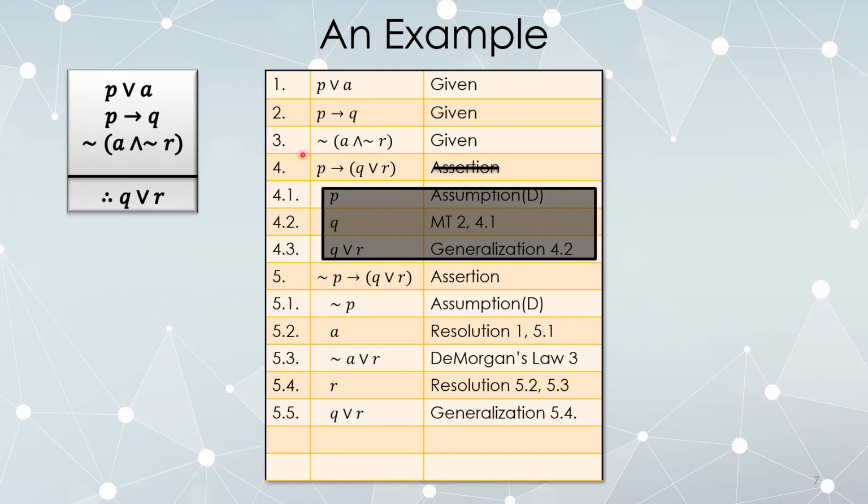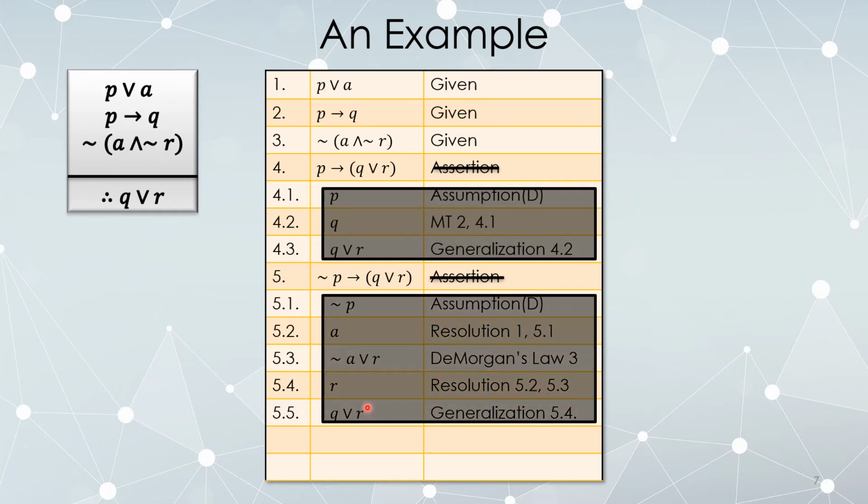Well, since I have not P, I can resolve the given in line 1. If I don't have P, then I must have had A. But I can also apply De Morgan's law to line 3 and extract not A or R. I can now do a resolution of A with not A and get out R. Now that I have R, I can generalize to Q or R. Very similarly to before, from the assumption of this hypothesis, I need to get to the conclusion, Q or R. Since I got out R, I can just generalize that. That backs up that assertion there.